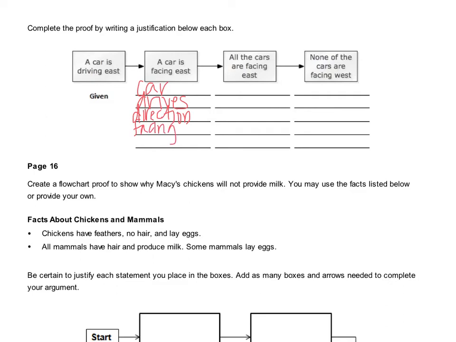The second statement they've given us is that all the cars are facing east. Well, if you think about it, that would be true because any cars that are all in the same lane are all facing the same direction. You don't have cars in the same lane going opposite directions. So we could say that cars in a lane all face the same direction.